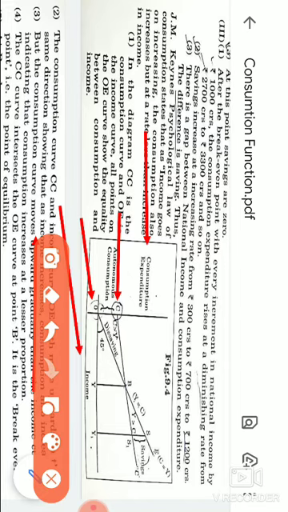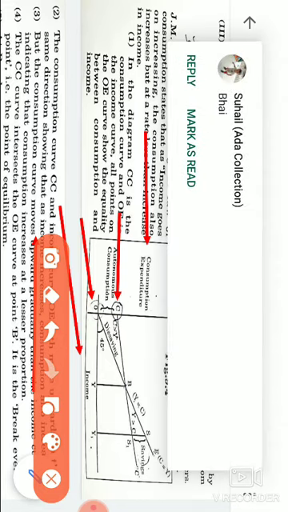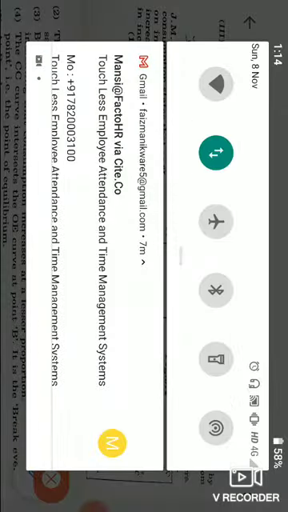Autonomous consumption means what? This consumption has been divided into two parts. One is the autonomous consumption, another is the induced consumption. Autonomous consumption means the consumption which is independent of income. If we don't have an income, then also we have to consume. That is the autonomous consumption which is not dependent on income. And another part is the induced consumption, which is dependent on income. If we don't have income, we will not consume. If we have an income, then only we can consume. That is the induced consumption. So here at the level of zero income we have a consumption, that means it is an autonomous consumption.